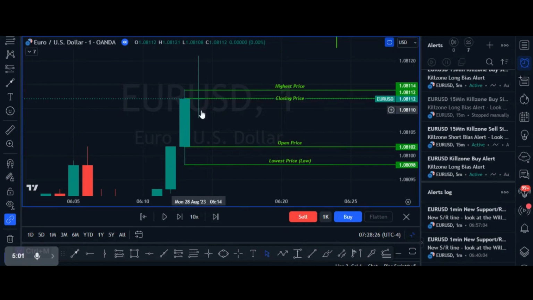It went down and made a low. This candle went up and made a high, and it came back and closed pretty much at the same price. Very same price. The open and close of this candle at the same price. So this is a bullish candle, a huge bullish candle right here. This is more like a doji. It pretty much opens and closes at the same price.